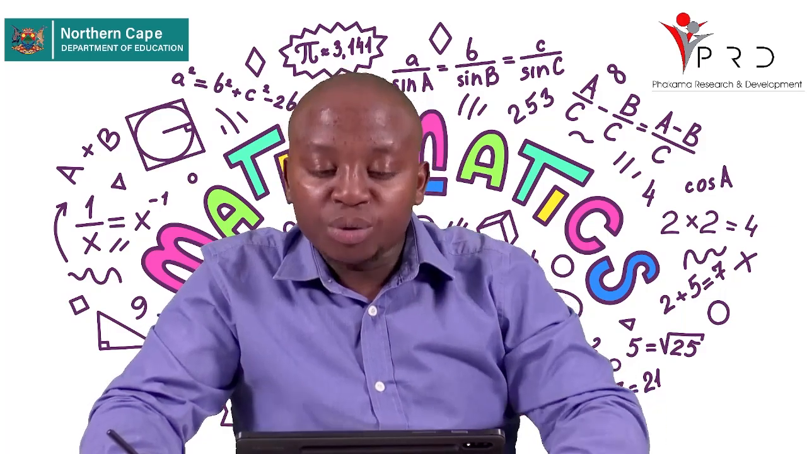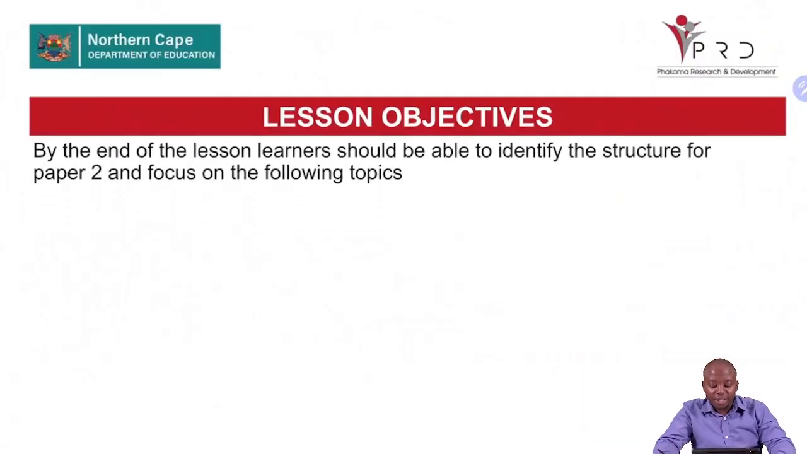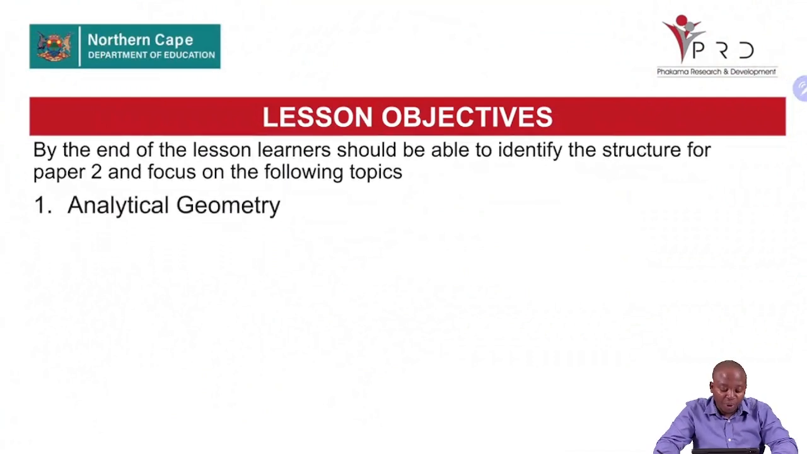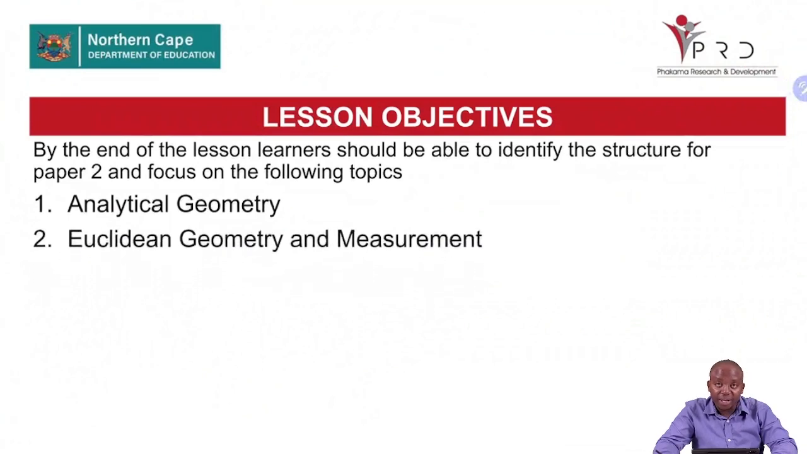Now, grade 12s, in today's lesson, we are focusing on paper 2 revision, specifically part 2 of this revision. We are focusing on analytical geometry and Euclidean geometry. By the end of this lesson, remember, you must be able to identify the structure for paper 2 and focus on the following topics: analytical geometry as well as Euclidean geometry and measurement.